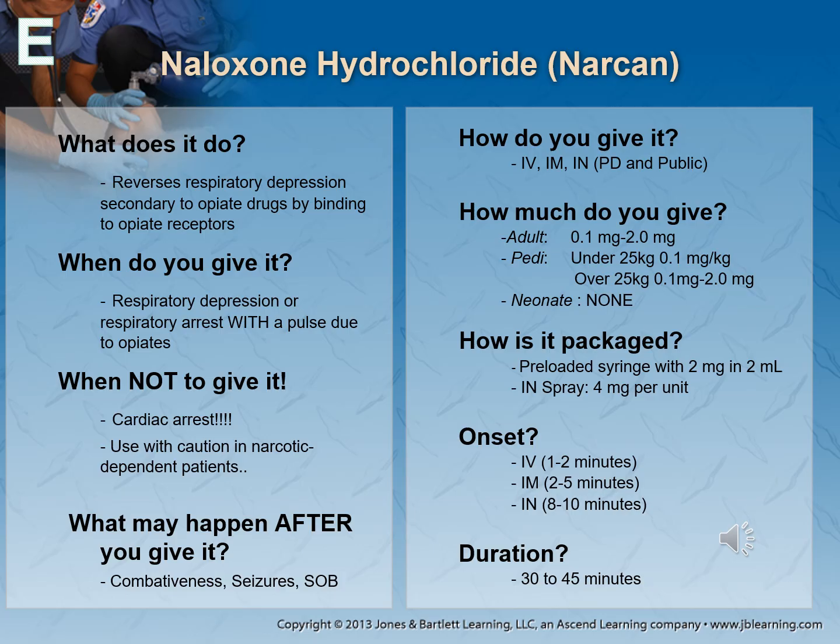How much do you give for an adult? You have 0.1 milligrams to 2. For PDs under 25 kilograms, you're talking 0.1 milligram a kilogram. Over 25 kilograms, that puts you in the 55 pounds plus, you're talking 0.1 to 2 milligrams, just like an adult. Never, ever, ever give it to neonates. How is it packaged? It's a preloaded syringe, 2 milligrams in 2 ml. So for most adults, you're going to give either 1 milligram or 2 typically.